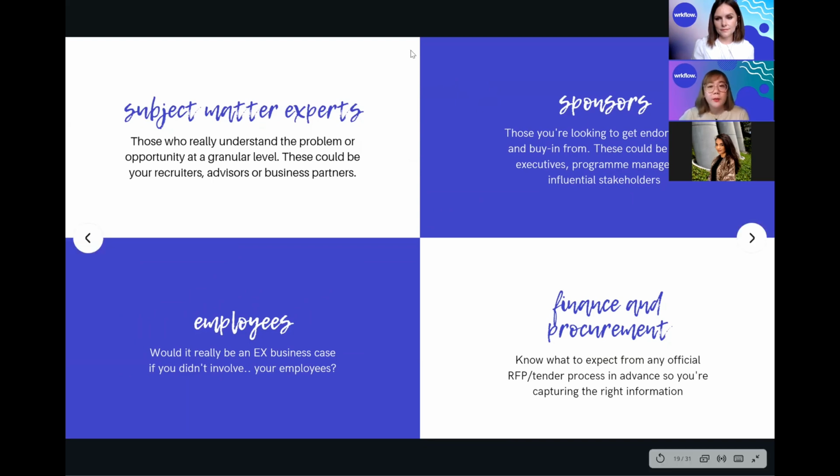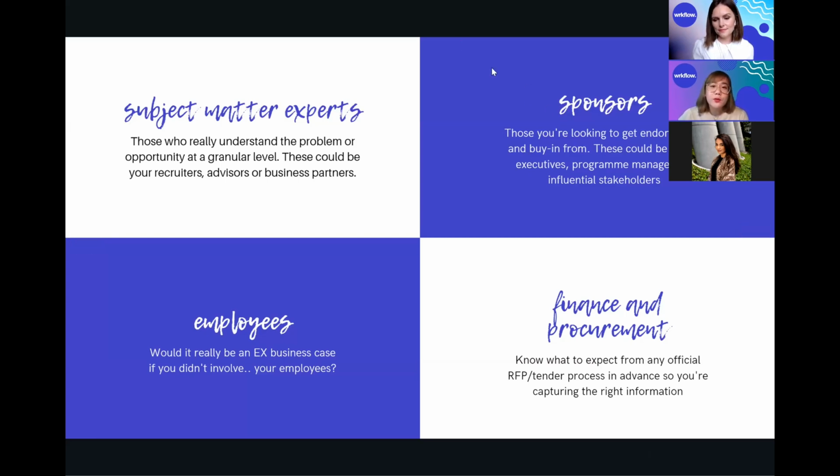Then we have our employees. Would it really be an EX case if we don't involve them? So as much as we can all sit in a room within HR to brainstorm on the way forward, the best ideas could actually be from the ground as well. So having ideas from our employees being rolled out could also really boost their morale at the same time.